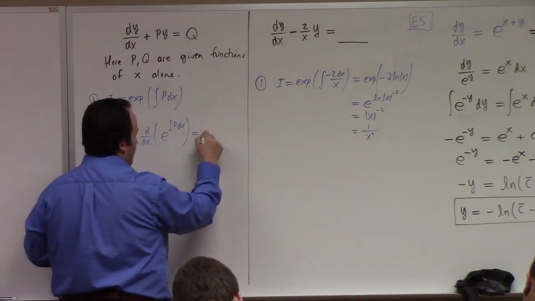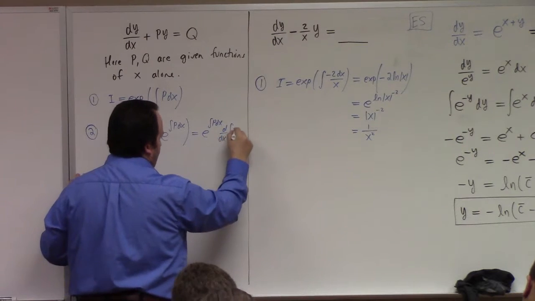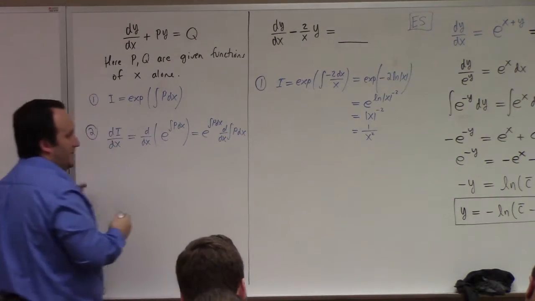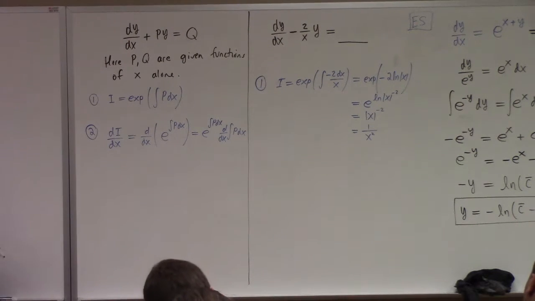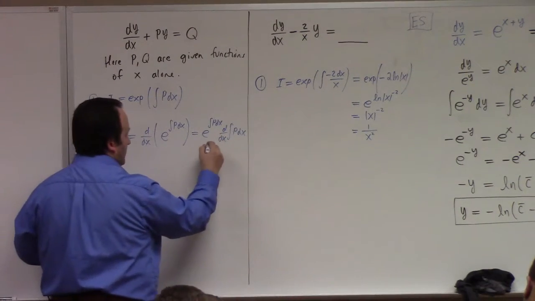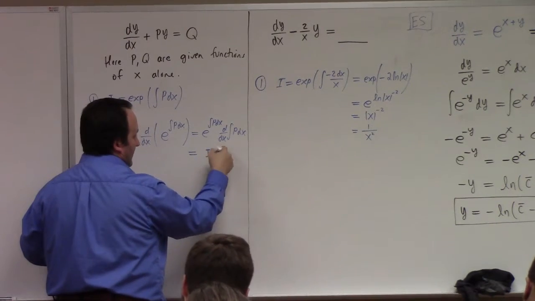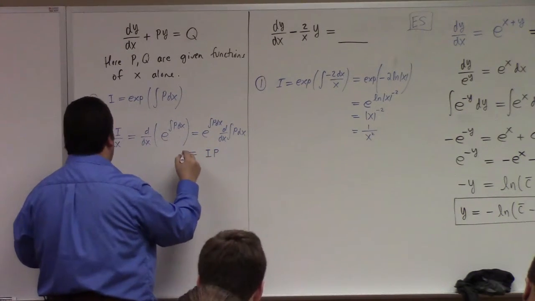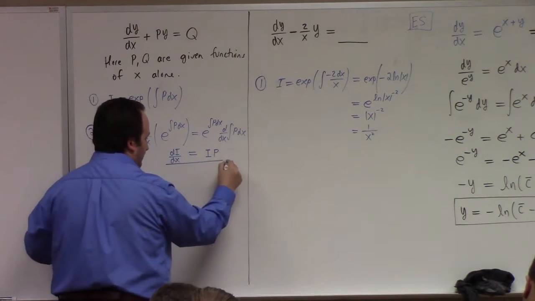Well, you get e to the integral of p dx times d/dx of the integral of p dx. Well, what's the derivative of the integral? I mean, here it's an antiderivative, actually, right? What's the derivative of an antiderivative? Well, it's the thing we're anti-differentiating. It's just p again. So you'll notice that this is I, and that is p. So what we got is that dI/dx is Ip.